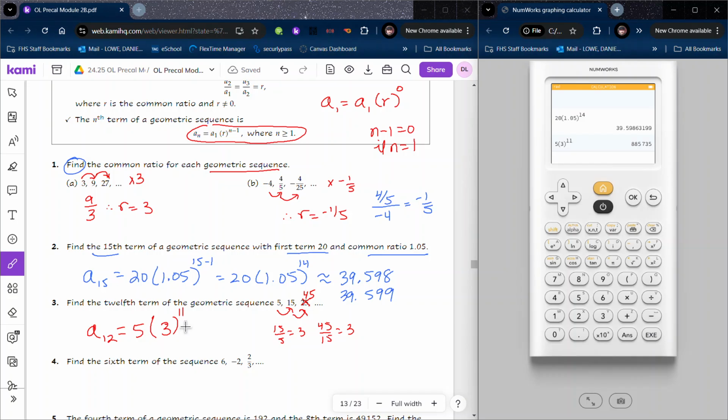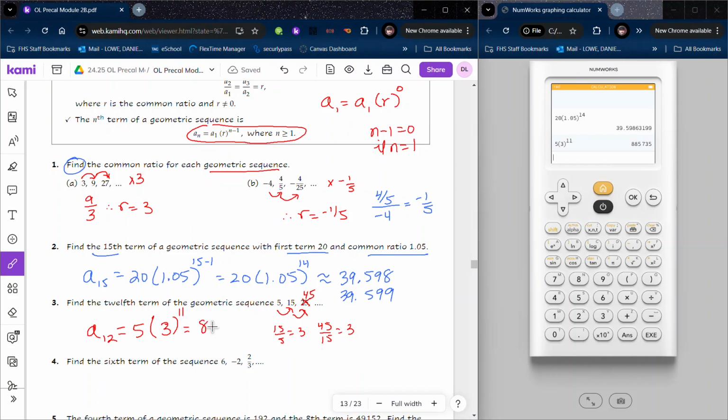That gives us a value of 885,735. So just using our formulas and recognizing our pattern, that if we have something geometric, we're going to have a common ratio.